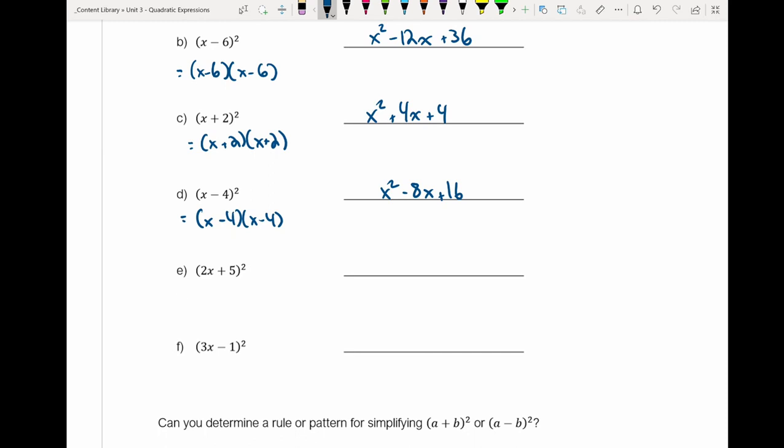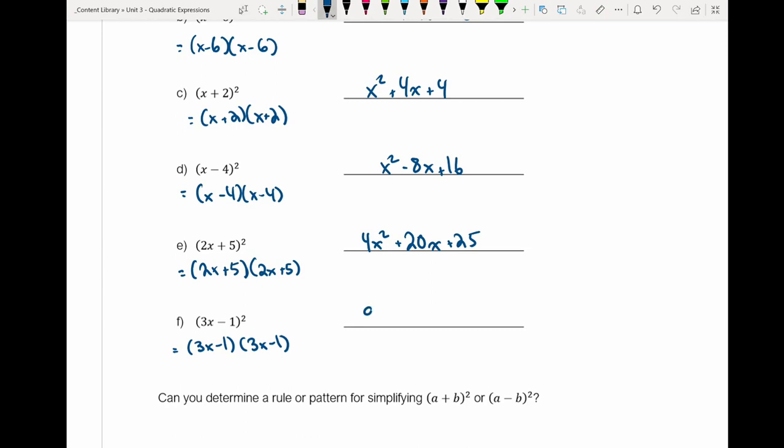So again, take the time to go through and practice your expanding just to make sure. If you're comfortable with it, then you can just copy this down. But do try to go through and do the expanding, because that will help with recognizing what the pattern is. And then lastly, I break it up, and then I expand using FOIL or the box method. Should get 9x squared minus 6x plus 1.